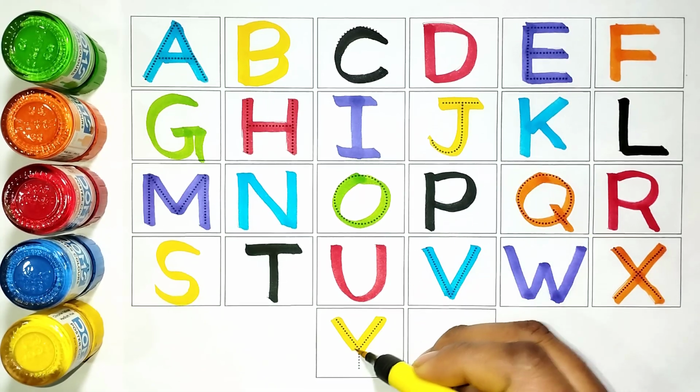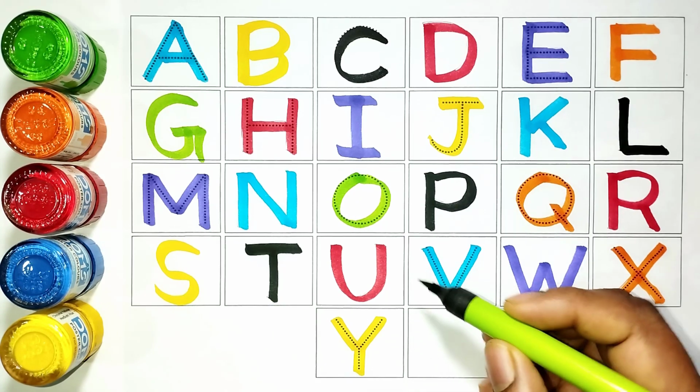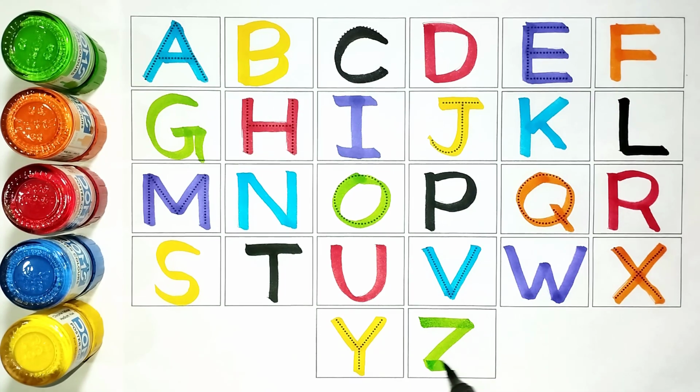Y for yak, light green color. Z for zebra.